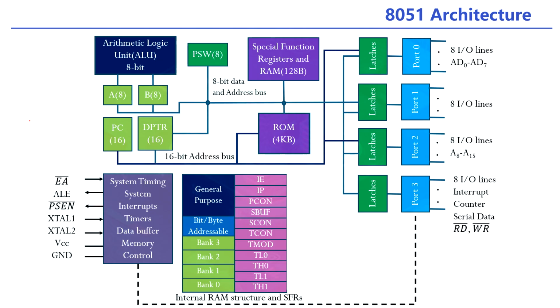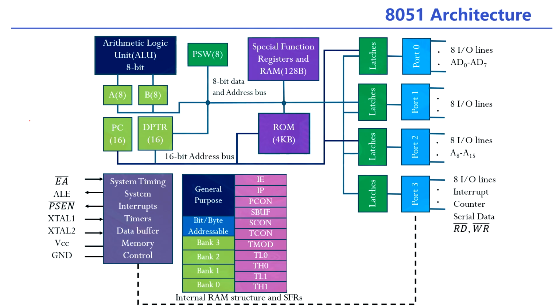On the right hand side, we have four input output ports, port 0, port 1, port 2, and port 3, each having 8 input output lines. These ports allow the microcontroller to interact with external devices. Notice that port 0 and port 2 are also used for addressing and data buses, which helps in external memory interfacing.